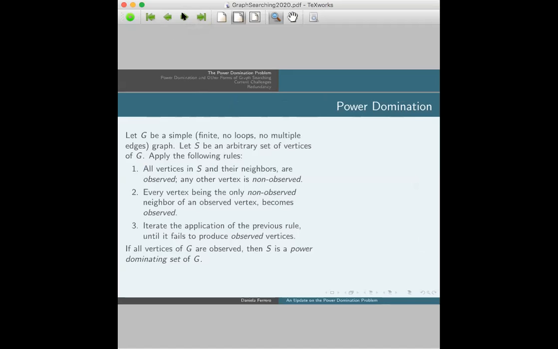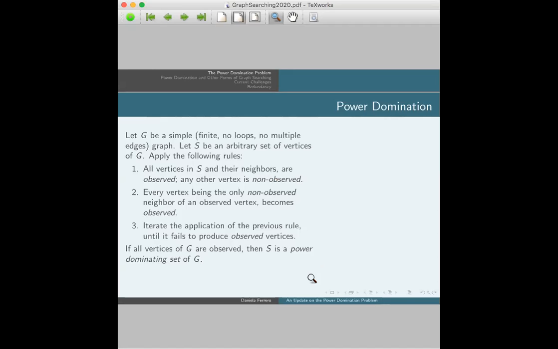So you can think of the vertices in the set S as vertices with a PMU in the electrical power network, and then think about vertices that are observed as vertices for which these PMUs provide measurement. So the first rule says that all vertices in S and their neighbors are observed, and any other vertex is non-observed. This rule is applied once at the beginning of the process.